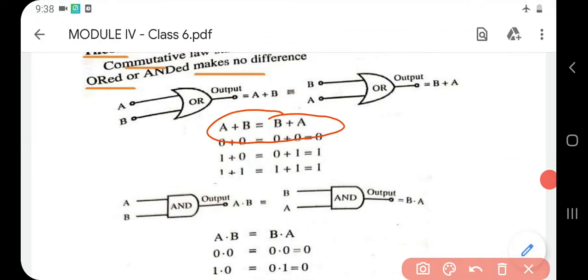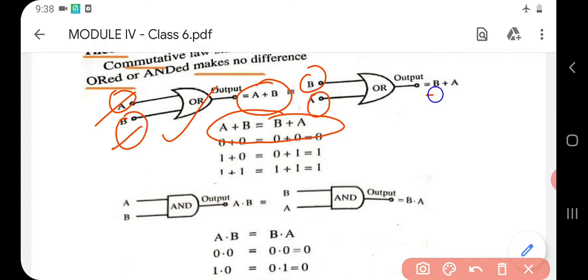So we are dealing with addition operation, so we use OR gate. We are giving two inputs A and B. So what will be the output of OR gate? It will be addition. So what will be A plus B? Okay. Then now you are changing the order of input. In place of A you are giving B, in place of B you are giving A. So what will be the output? B plus A. So A plus B is B plus A.